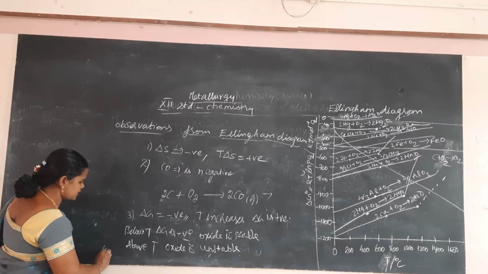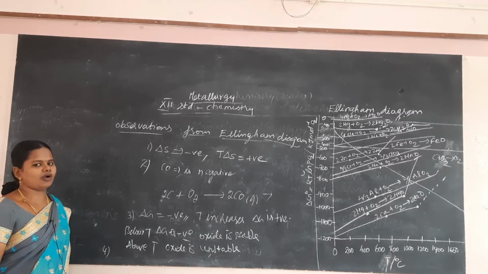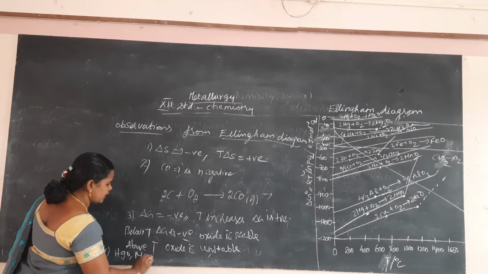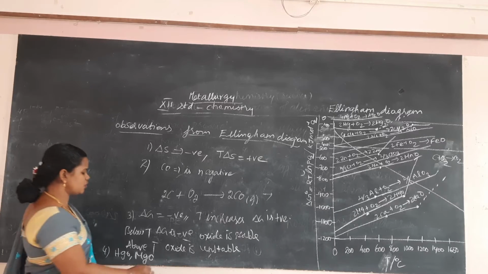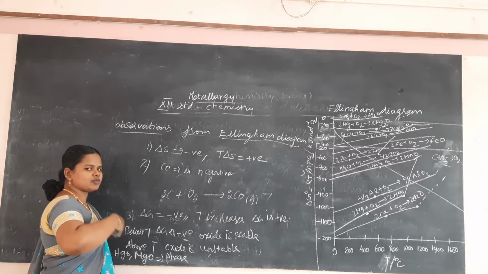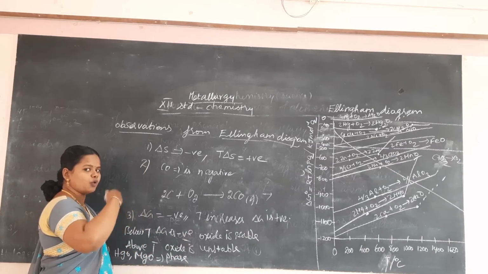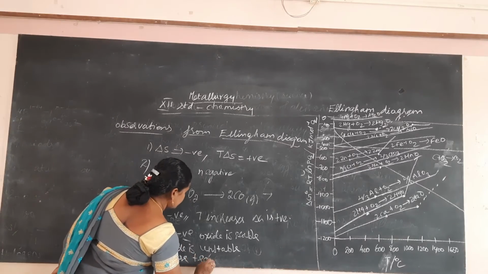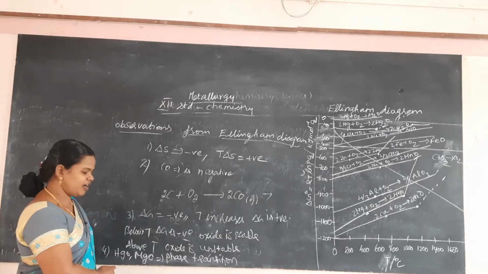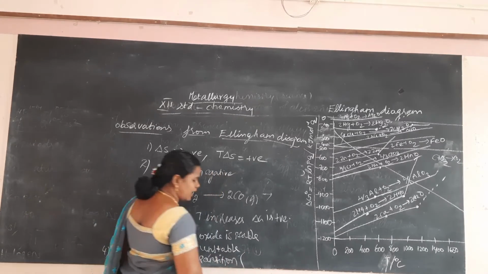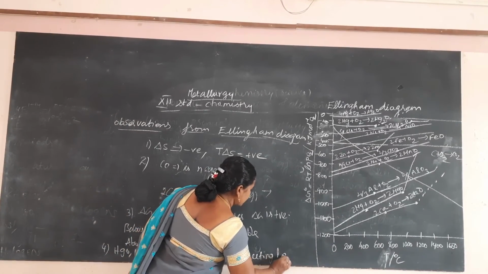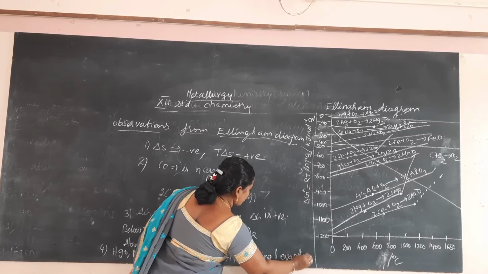And the last inference is that there is a sudden change in the plot. For example, for some metal oxides like HgO and MgO, there is a sudden change in the plot. This is due to phase transition. Phase transition is nothing but the compound moving from one phase to another phase. So due to this phase transition, the HgO and MgO plots will differ. And in phase transition, what happens? Melting and evaporation.